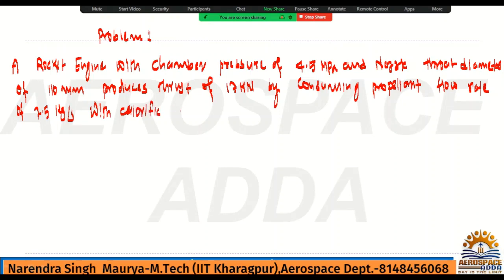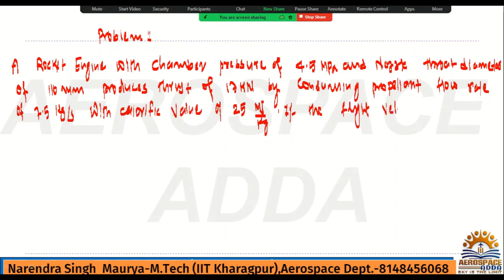with calorific value of 25 megajoule per kg. If the flight velocity happens to be 850 meter per second.